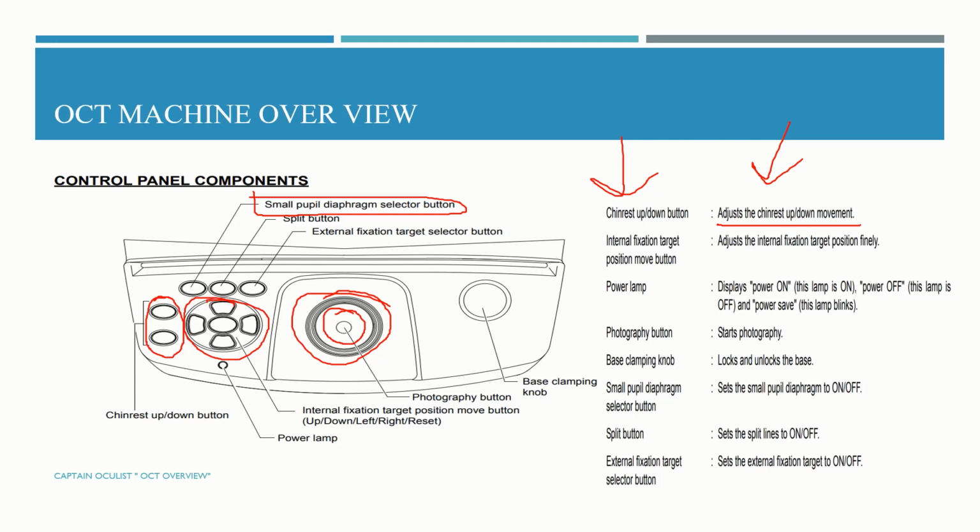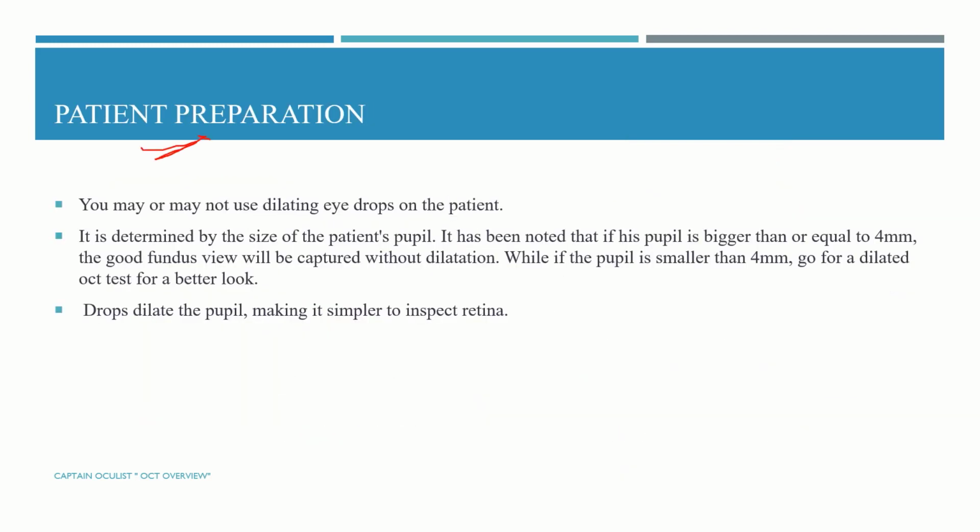The next step that is really important is preparation of the patient. Whether you should dilate the patient or not depends upon the size of the patient's pupil. Most of the time, when we have a pupil greater than 4 mm, the fundus view is clear and sharp.